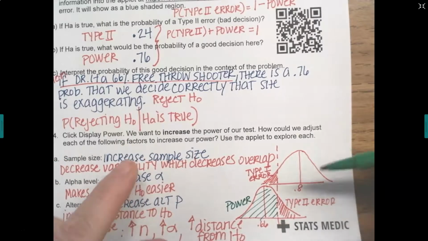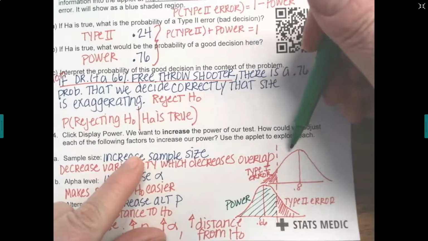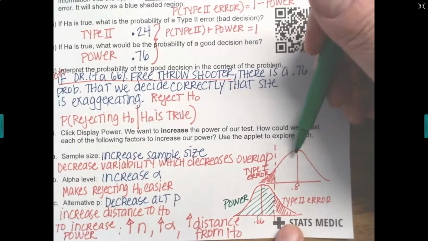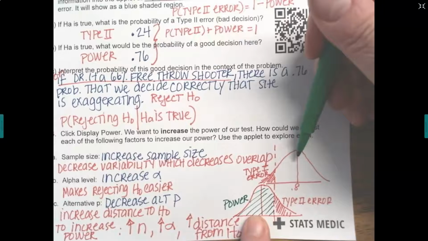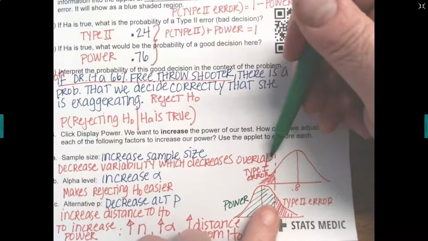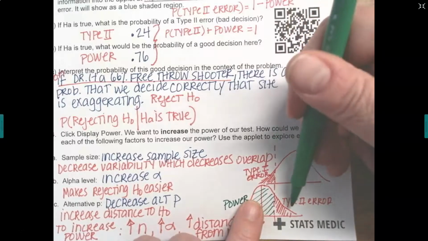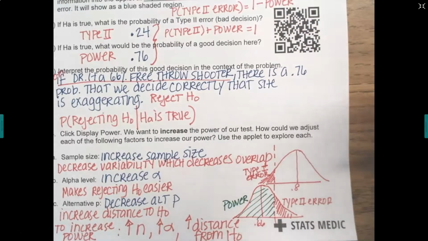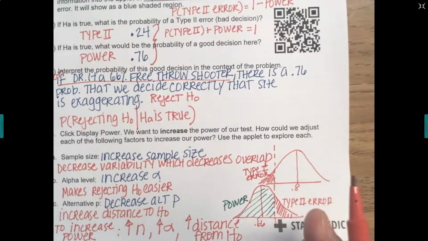So if you drag this to increase your alpha, it decreases your type 2, which increases your power. Okay? If I scooch this way, I would be decreasing my type 1, increasing my type 2, but decreasing my power. Okay? So power and type 2 are inverse from each other, and type 1 error and power kind of go together. If you reduce your type 1 error, you reduce your power.